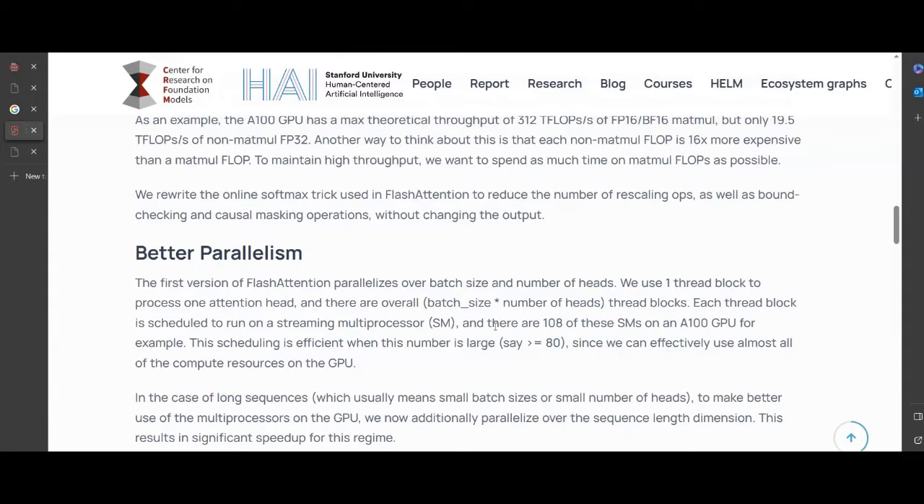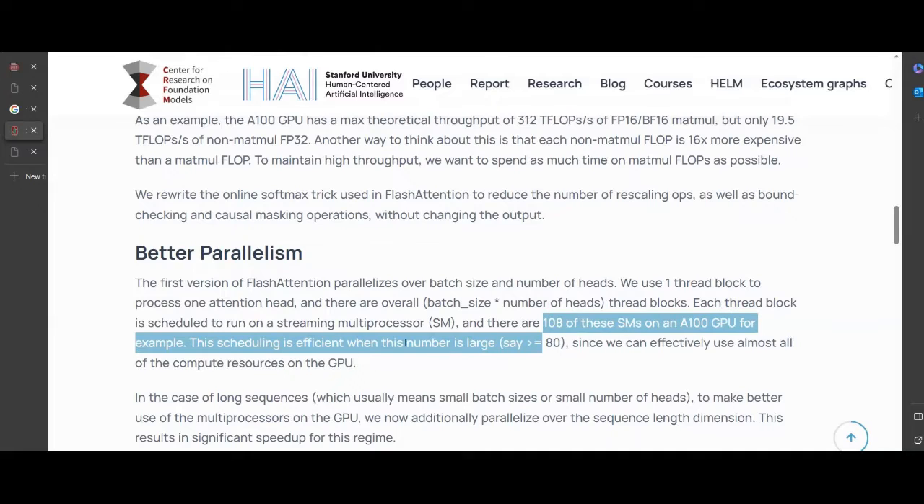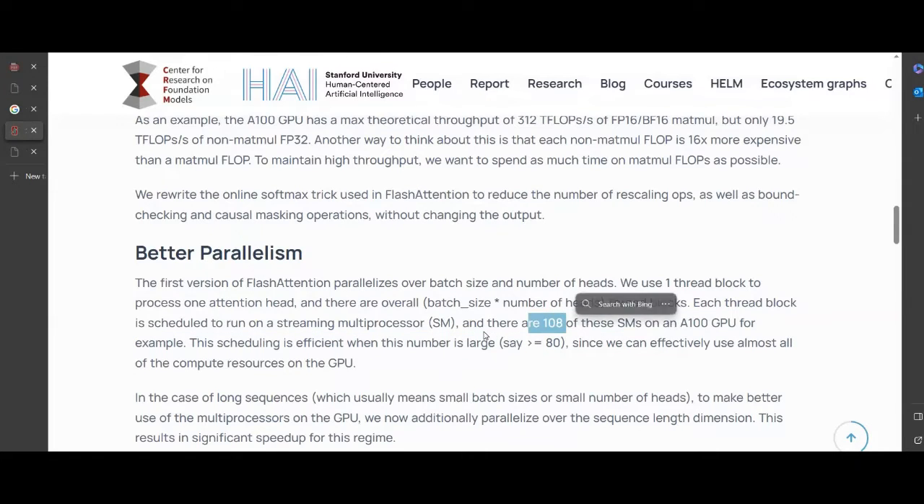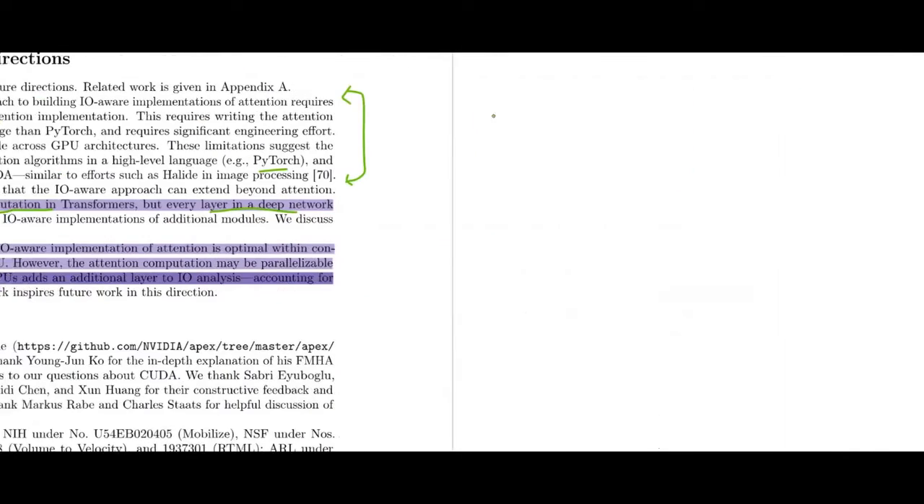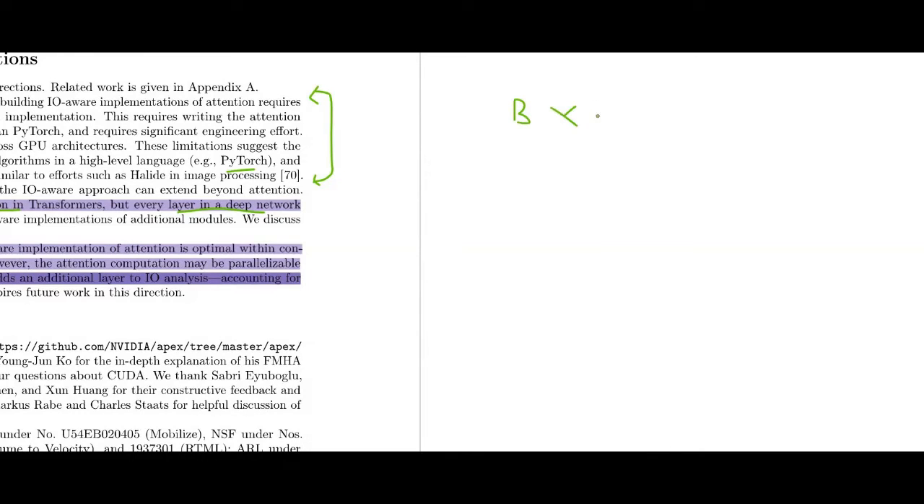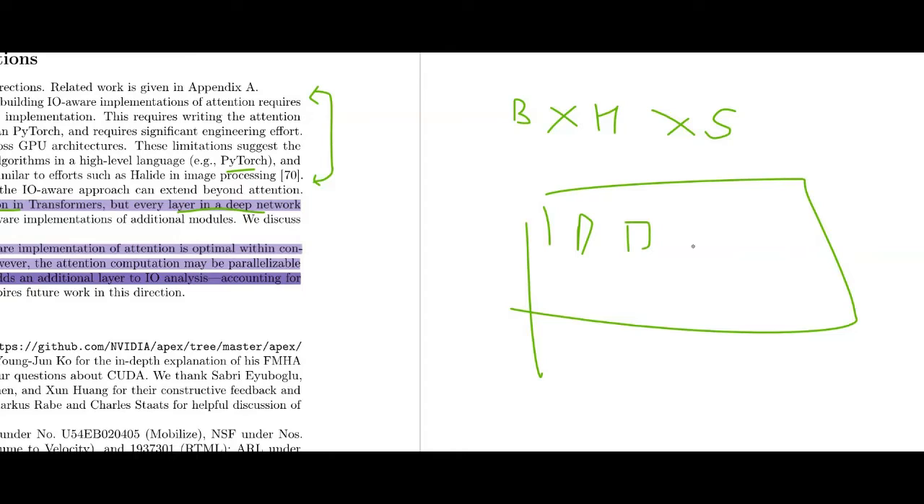and each of these thread blocks runs on a streaming multiprocessor. So if you have 108 of them, this is good enough, and this is okay if this number, batch size cross number of heads, is greater than 80. But if you have a longer sequence, let me go back to the OneNote for this. Your input is batch size cross number of heads cross sequence. Each of these runs on one of your SRAM, and you have 108 of these. You want to occupy all of them because you have compute.